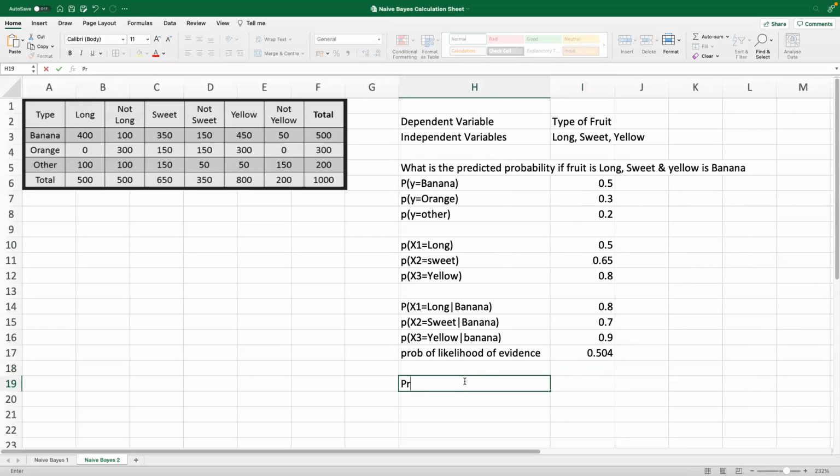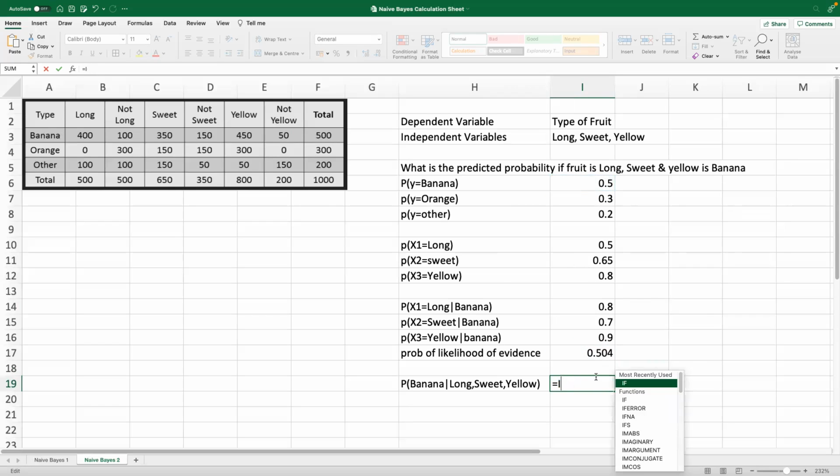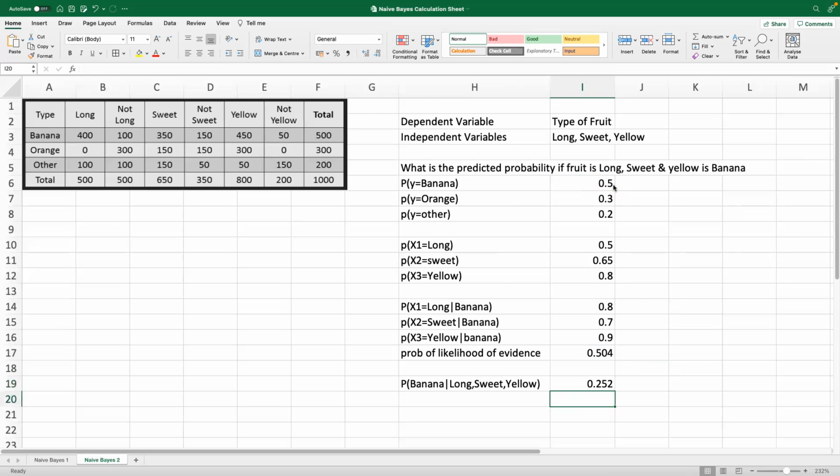Now we have to find out what is the probability of banana given it is long, sweet and yellow. So what is the likelihood of evidence? Likelihood of evidence is this. What is the prior probability? Prior probability is this, right? So, sorry. Likelihood of evidence is 0.504 multiplied by prior probability 0.5. The probability is 0.252.